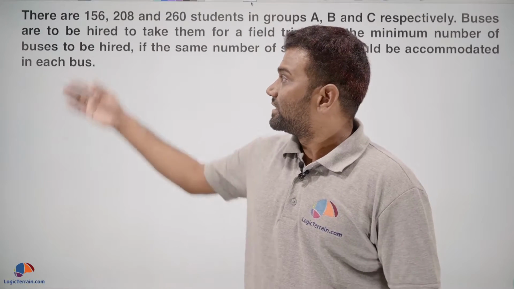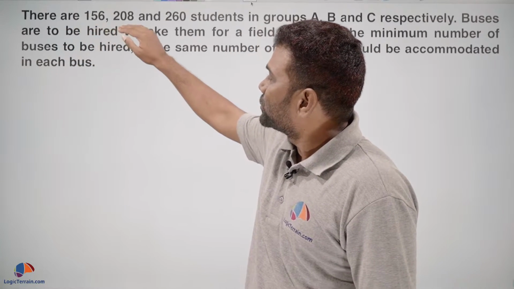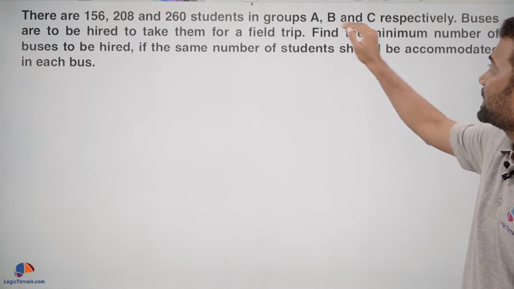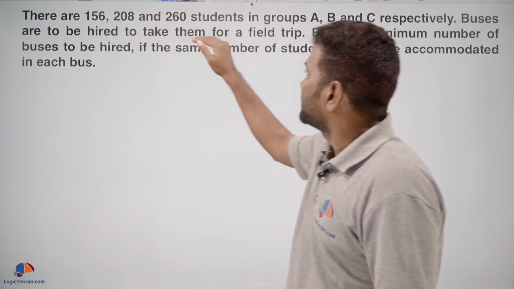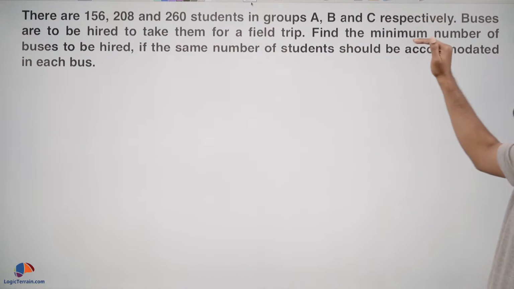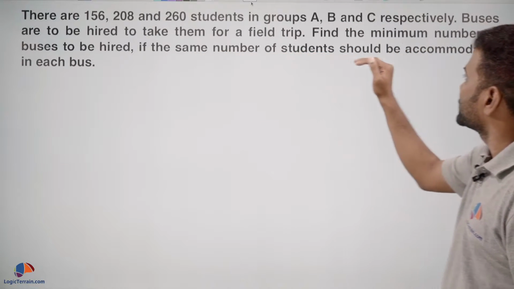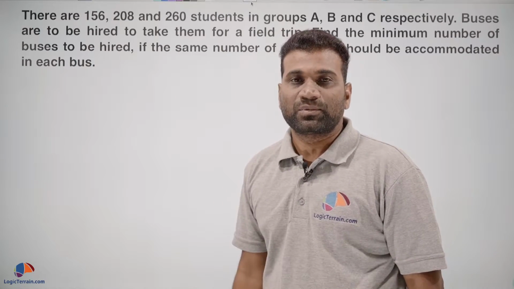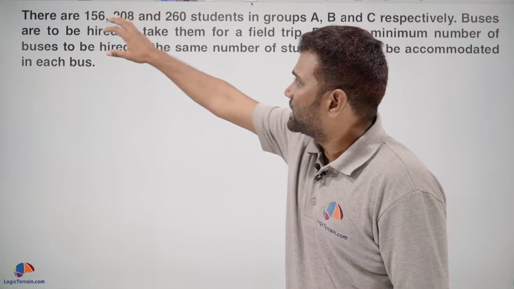Hello dear students, here it is our important question. There are 156, 208 and 260 students in groups A, B and C respectively. Buses are to be hired to take them for a field trip. Find the minimum number of buses to be hired if the same number of students should be accommodated in each bus.